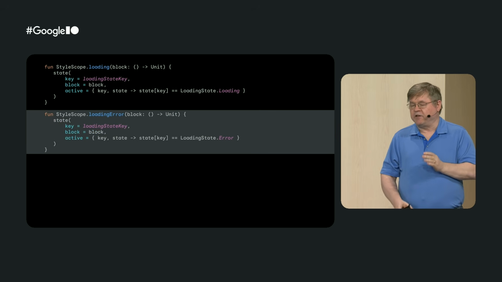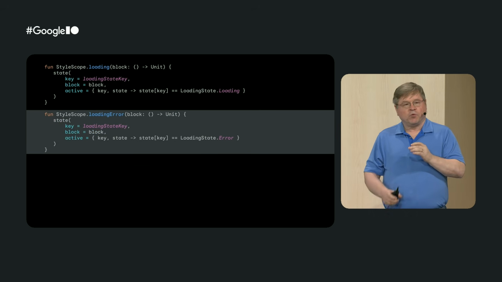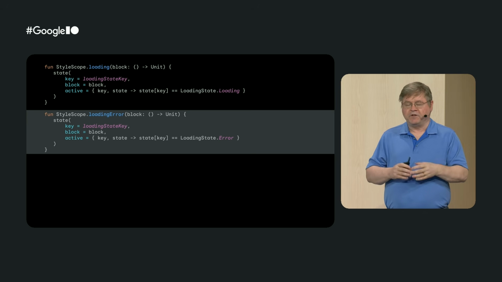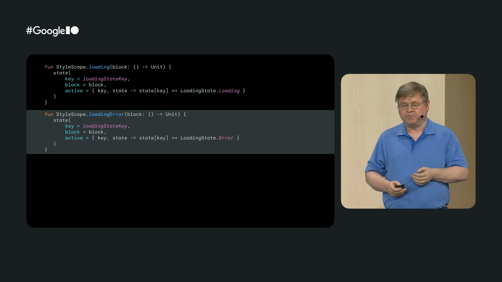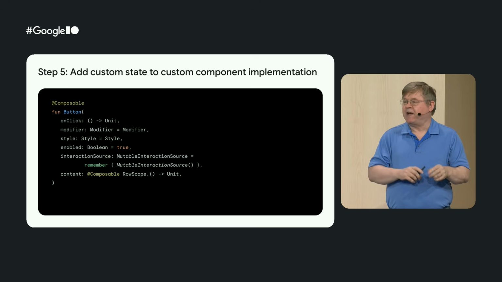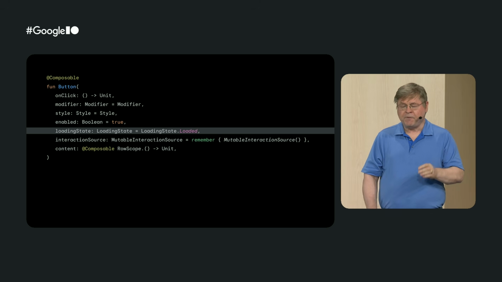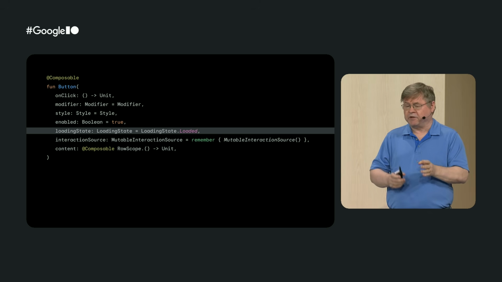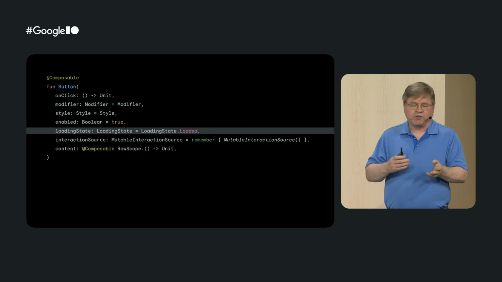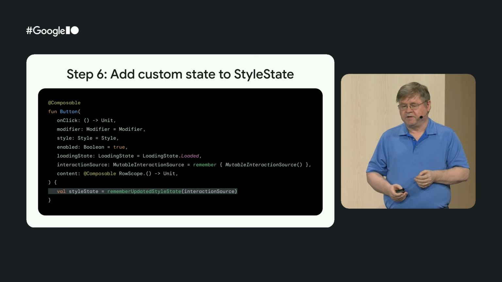We can then add another extension function when we're in the error state, which we're going to call loading error, which follows the same pattern as loading. We now go back to the button and update it to take the loading state and to communicate that back to the style. First, we update the button to take a loading state as a parameter. We make the default loading state.loaded, which matches our style state key.